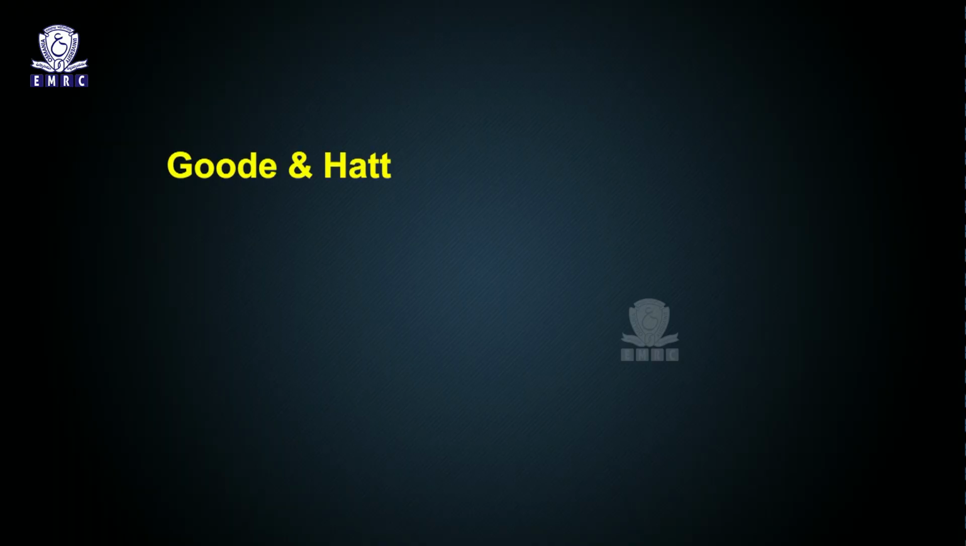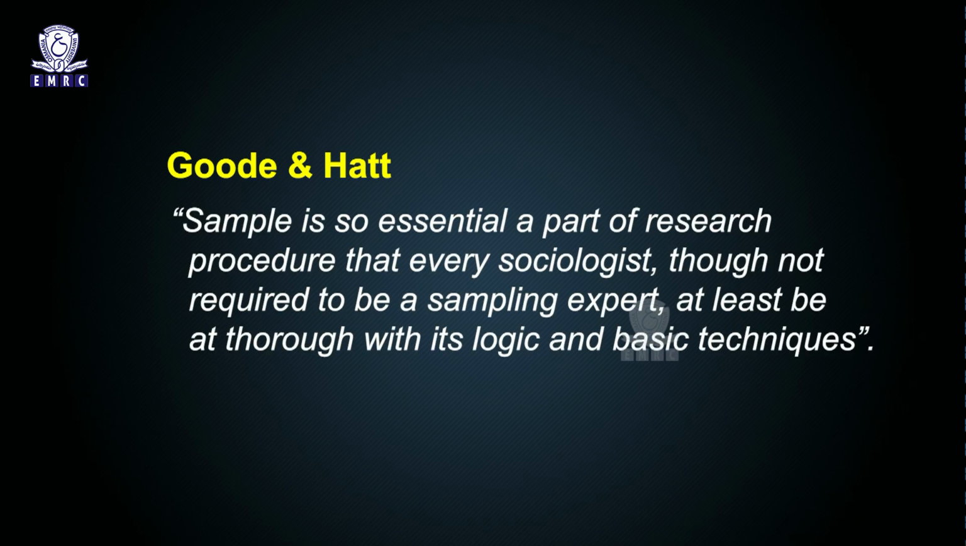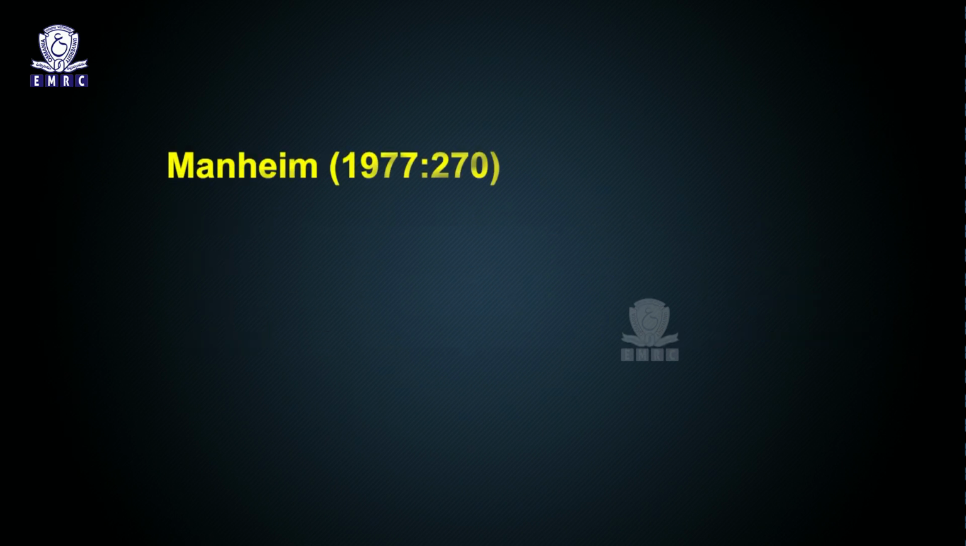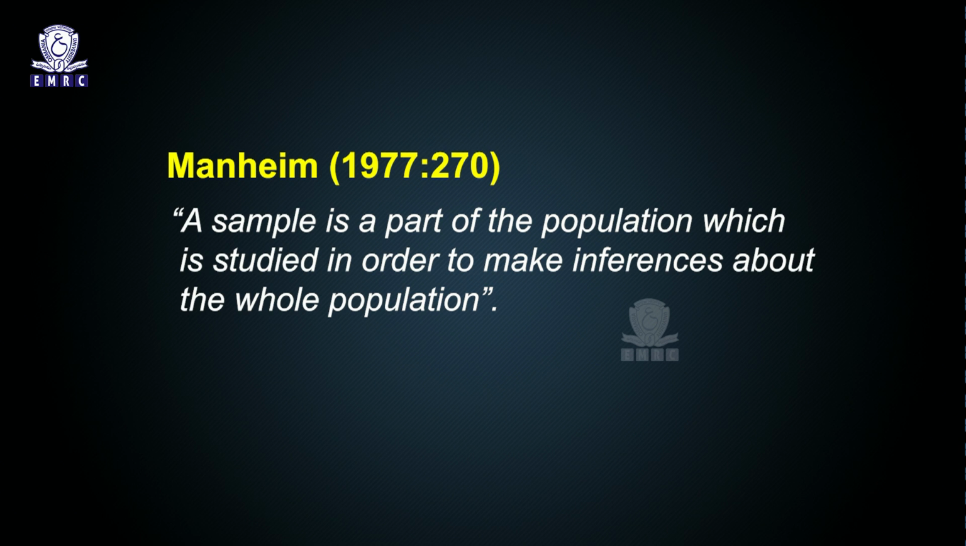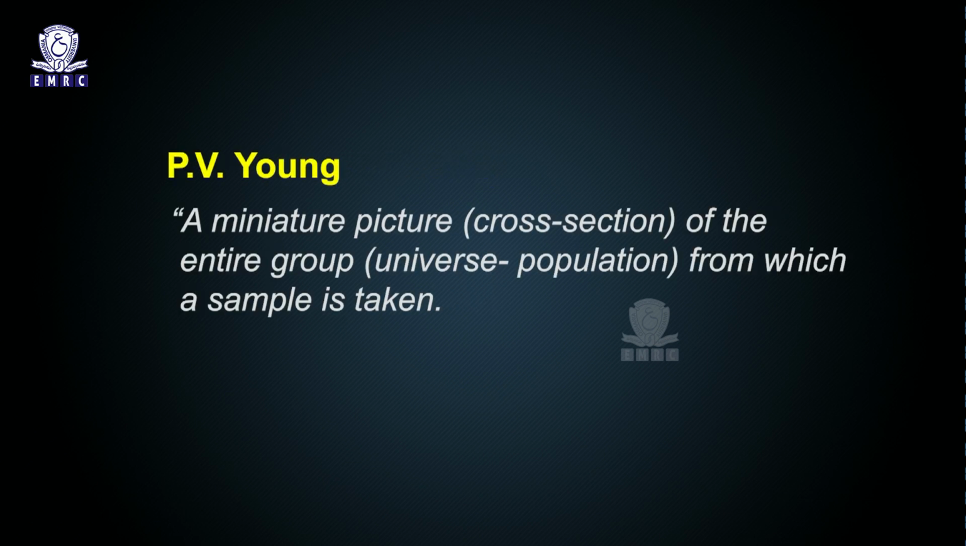According to Good and Hatt, sample is so essential a part of research procedure that every sociologist, though not required to be a sampling expert, should at least be thorough with its logic and basic techniques. According to Manheim, a sample is a part of the population which is studied in order to make inferences about the whole population. According to Young, a sample is a miniature picture of the entire population from which the sample is taken.